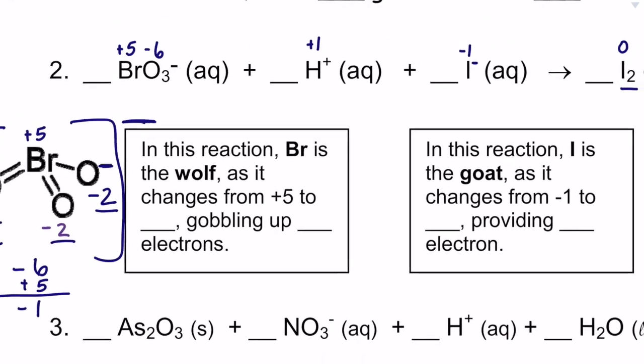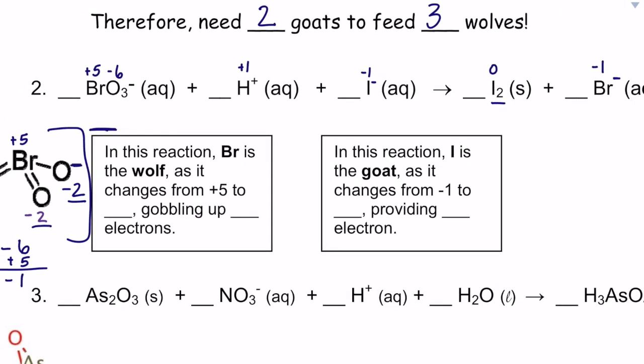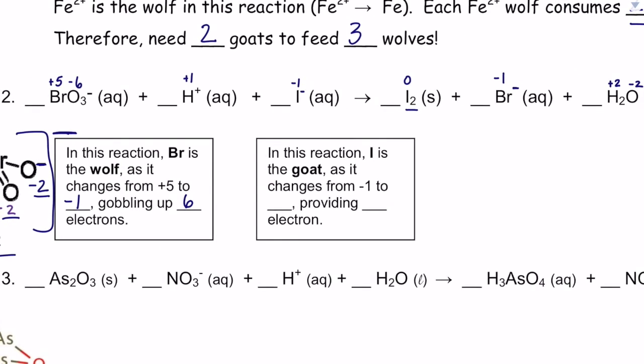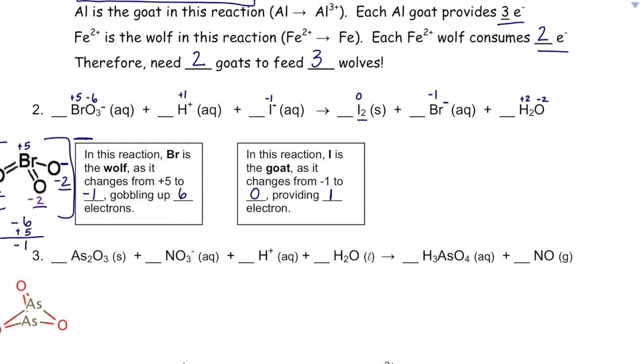So in this reaction, the bromine is the wolf because it's going from +5 to -1. That means it has to take in or gobble up 6 electrons in order to go from +5 to -1. And in this reaction, the iodide, or the iodine, is the goat as it changes from -1 to 0, meaning it provides 1 electron in the reaction. So now we have to balance it.